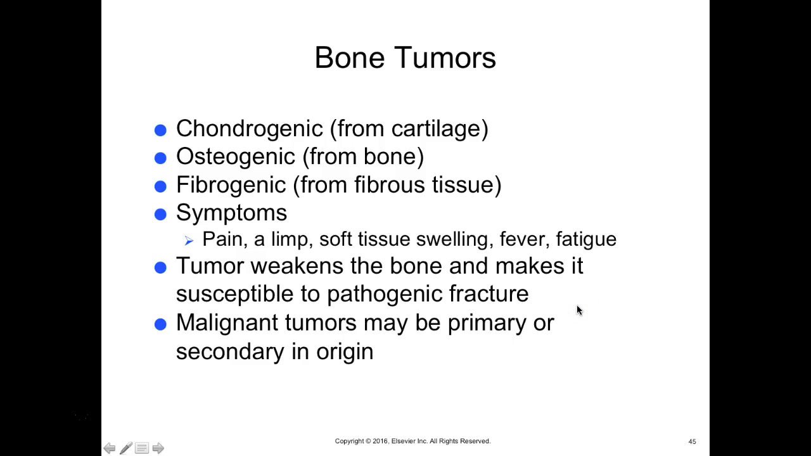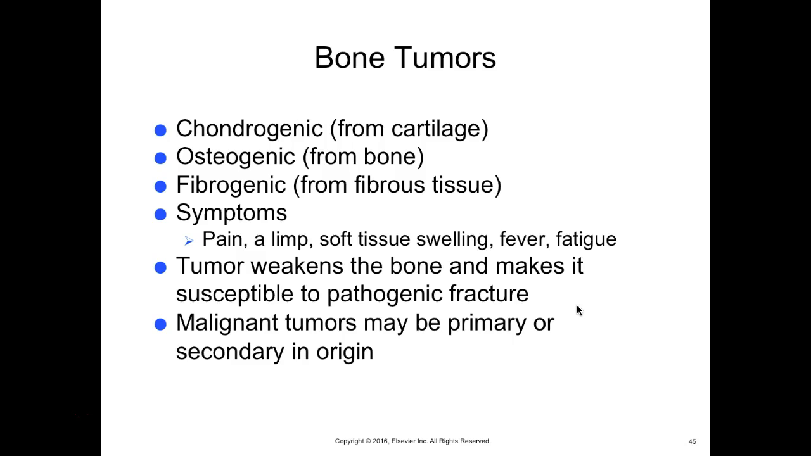Bone tumors. So we have a chondrogenic, which means they come from the cartilage, osteogenic, which means they come from the bone, and fibrogenic, which comes from fibrous tissue. So symptoms of bone tumors are pain, a limp because it hurts to bear weight on the area. Generally we see it in the legs. Soft tissue swelling, fever, and fatigue.